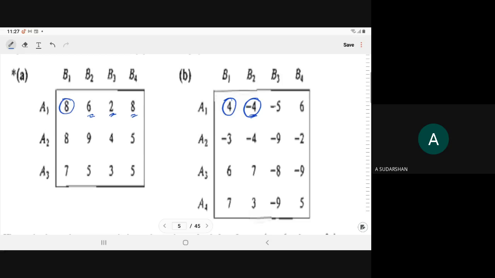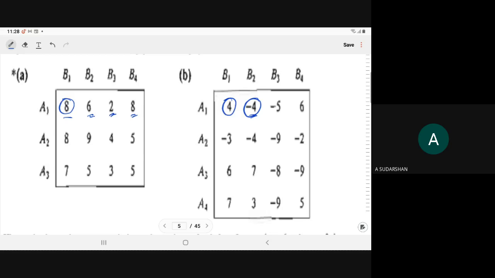Now, how to determine the optimal solution? That is the next part. And for that, I have told you we are using the best of the worst. So, what is the first? Now, please pay attention to the word. What is the worst? If player A is using the first strategy A1, and player B has the choice of B1, B2, B3, B4, so what is the worst situation for player A? Here we have the gain of 8, of 6, of 2, of 8. So what is the worst situation for player A?